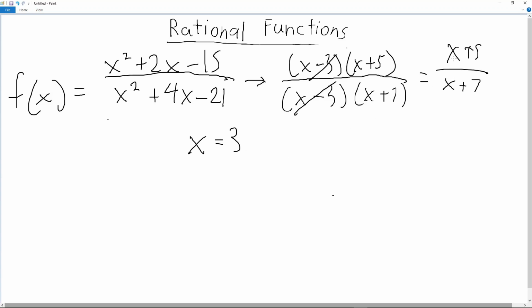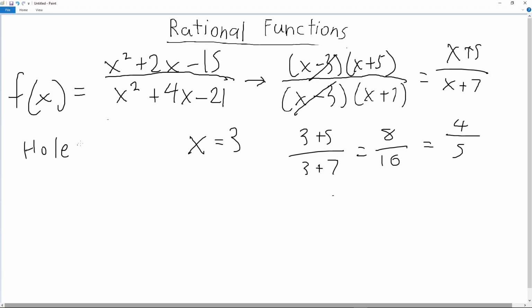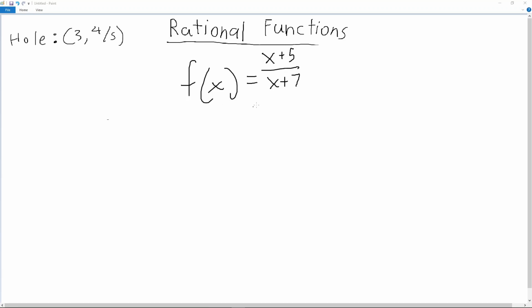You plug this 3 back into your new function, and you would get 3 plus 5 over 3 plus 7. This is 8 over 10, or 4 over 5. This means that there is a hole at 3, 4/5. Now that we have our new function, we can find the other discontinuities. Since this is not a piecewise function, there are no jump discontinuities.